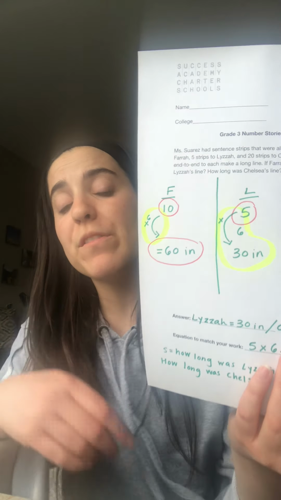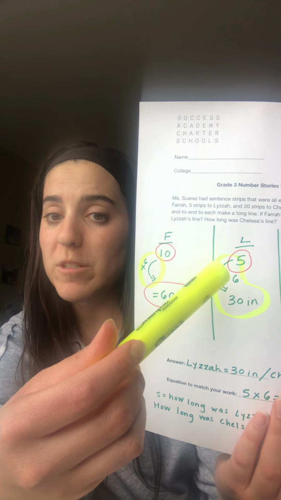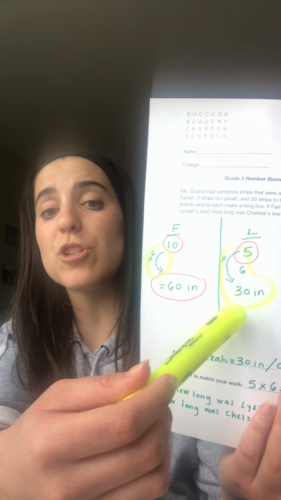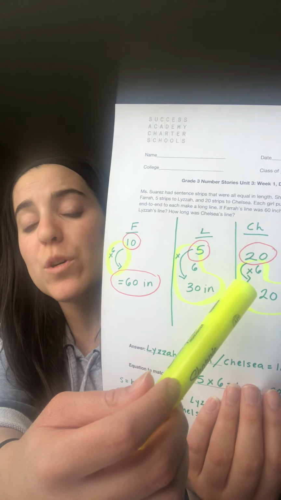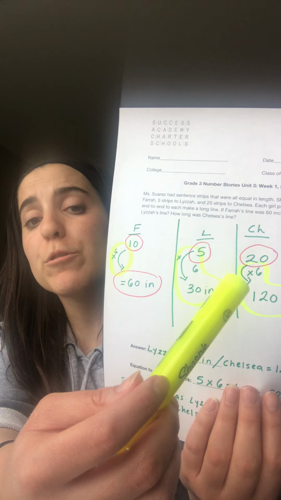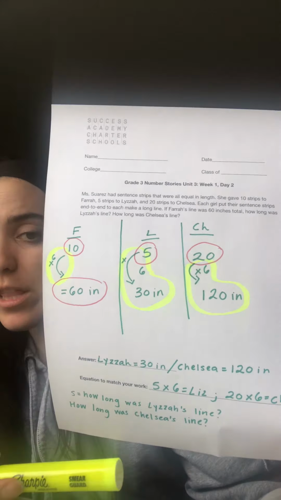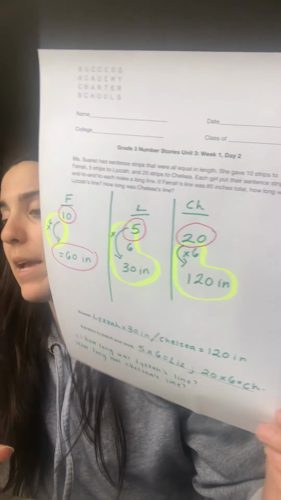So if Liza has 5 groups of sentence strips, each one will be 6 inches long, making Liza's sentence strips a total of 30 inches. Same with Chelsea's. If she has 20 sentence strips, each of those are 6 inches long. So 20 groups of 6 would equal a total of 120 inches. And then for the equation on the bottom, I just did 2 equations, 5 times 6 and 20 times 6. As you know, you could have used place value. 2 times 6 is 12. Attach a 0 for place value, and we're good to go.